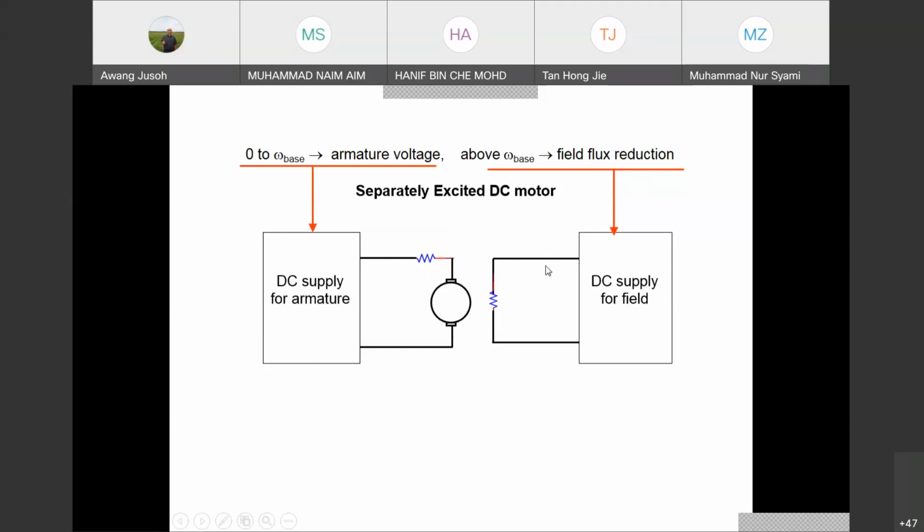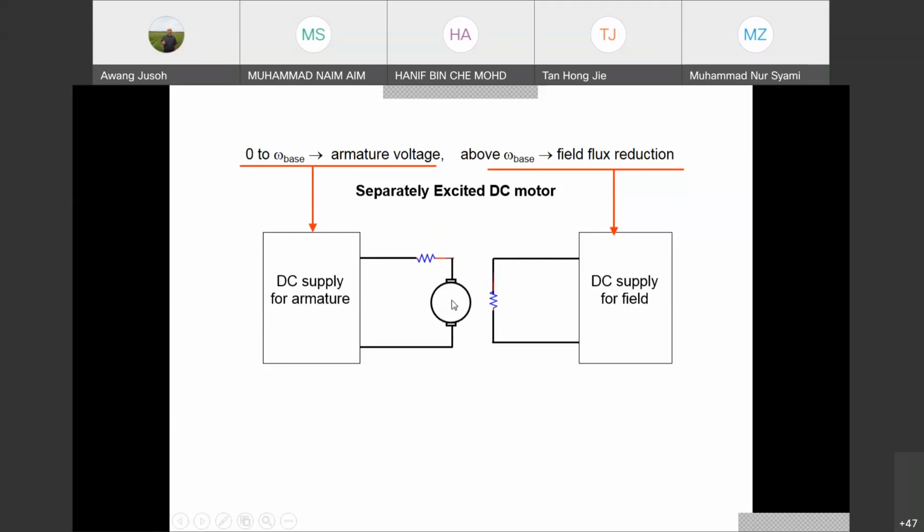IA cannot control the IF because it's split. There are no wires in between them. So whenever IA changes or we terminate change there, IF can be maintained constant. When IF is constant, then the flux is maintained at rated condition. That's good. The torque produced will be kept at rated torque from 0 to base speed.